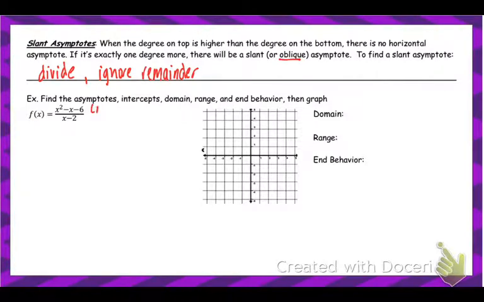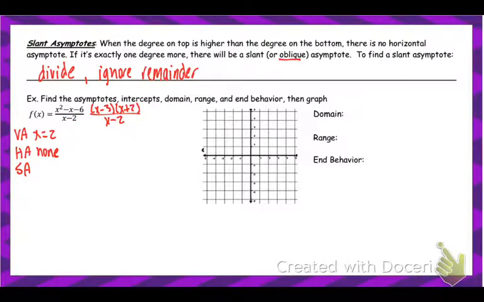All right, so let's look at this example down here. Again, the first thing we're going to do is factor, just to make sure nothing cancels out. And nothing does. So let's look back at the original function. Our vertical asymptote is at x equals 2. There is no horizontal asymptote because this one has a higher degree on the top than the bottom. But because the top is exactly 1 degree higher than the bottom, we're going to use division in order to find our slant asymptote.